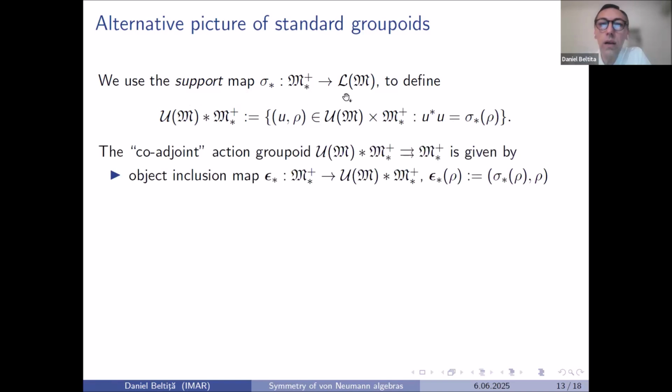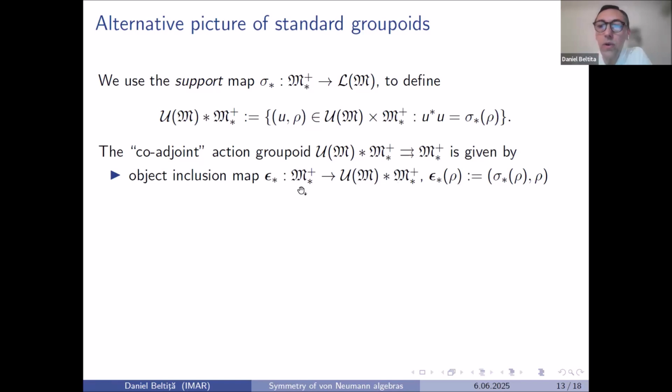With this function, we can define a new groupoid, which will be isomorphic to the standard groupoid. We call it coadjoint because it is in some sense suggested by or resembles the coadjoint action of Lie groups. So in this case, this will be the space of arrows. The base will be again the positive cone in the predual. The inclusion of the cone in this will be like this.